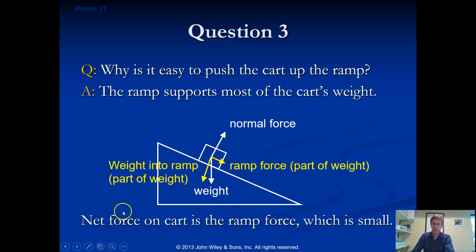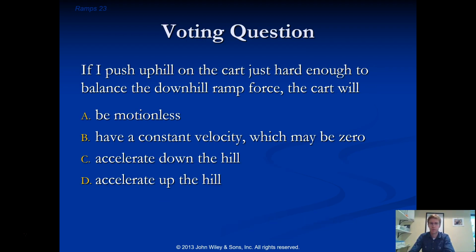Okay, so again, the net force on the cart, the only thing not being supported is this ramp force, which is not very strong. So if you want to push something up the ramp, you only have to overcome the ramp force, which is cool, right? So if you got a big refrigerator and you put it on a ramp, the ramp supports most of the weight of the fridge, and you just have to push up to overcome the little bit that's left over.